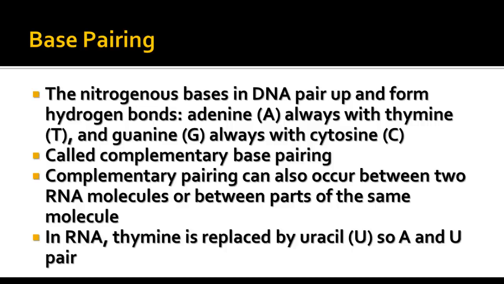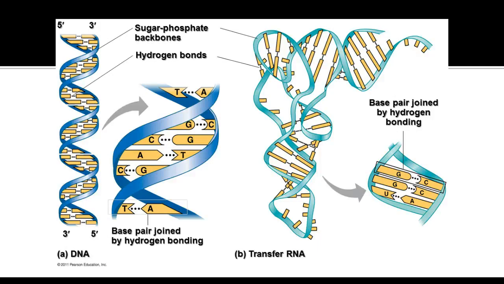It can also occur between two RNA molecules or between parts of the same molecule. But remember, in RNA, thymine is replaced by uracil. So A pairs with U in RNA rather than A pairing with T. So here we have our DNA double helix. Notice the two antiparallel sides, 3 to 5 on one side, 5 to 3 on the other. We have our base pairs that are joined by hydrogen bonding, and that's what holds together the two sides of the double helix. Hydrogen bonding really important there.